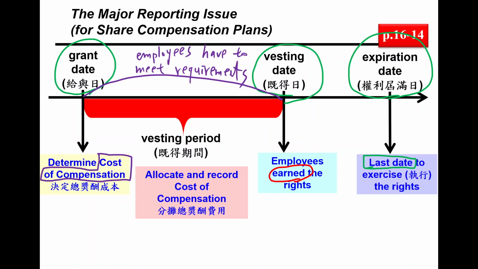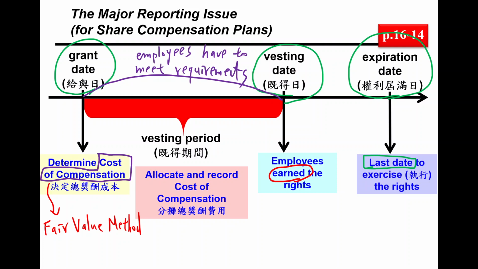In order to ask employees to meet some requirement, you want to give them the right. So how much is the cost? What's the expense for the right? How do we determine it? Remember which method we use? Fair value method, right? We use the fair value method to determine the cost of compensation.